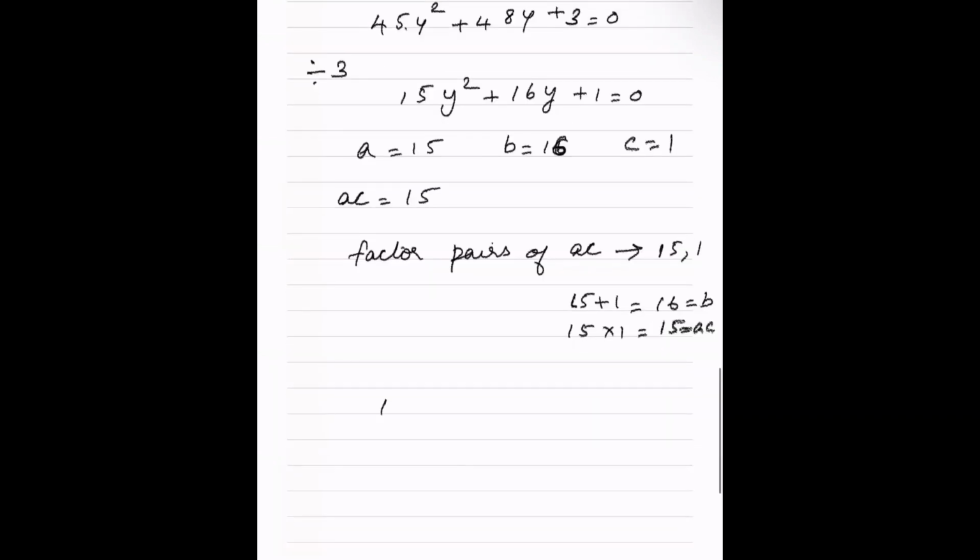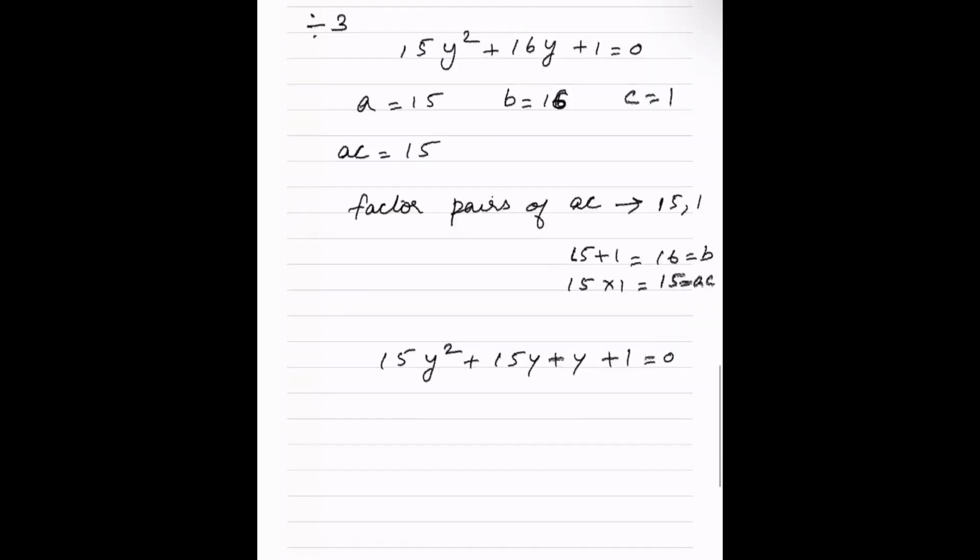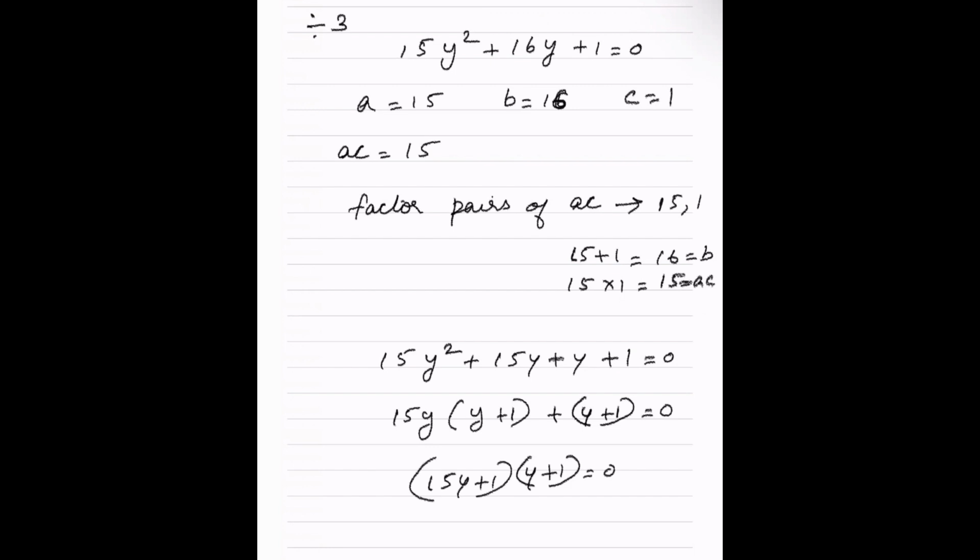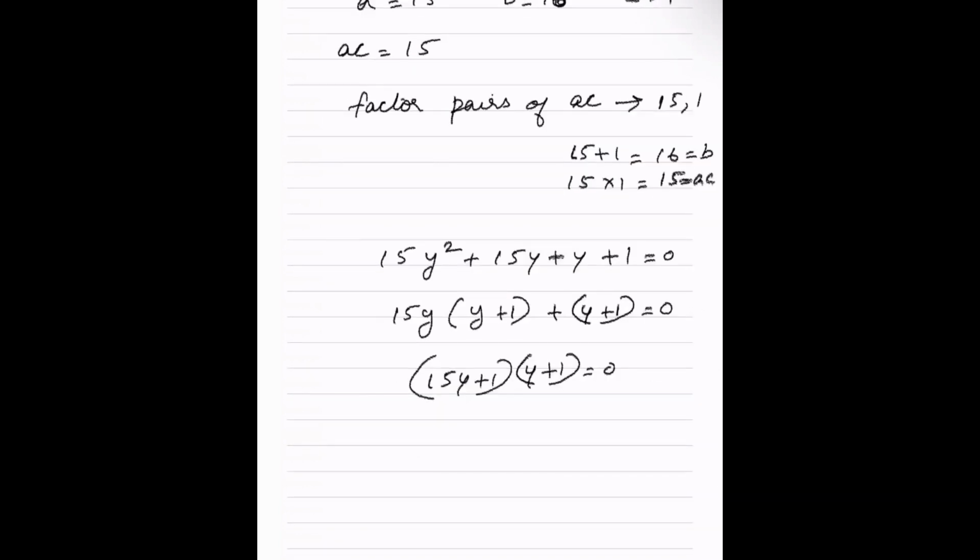So I can split the middle term by writing 15y square plus 15y plus y plus 1 equal to 0. And here 15y out, I'm getting y plus 1, plus y plus 1 equal to 0. Now (15y plus 1) into (y plus 1) equal to 0. Now 15y plus 1 equal to 0 means 15y equal to minus 1, and the other side you can say y equal to minus 1.